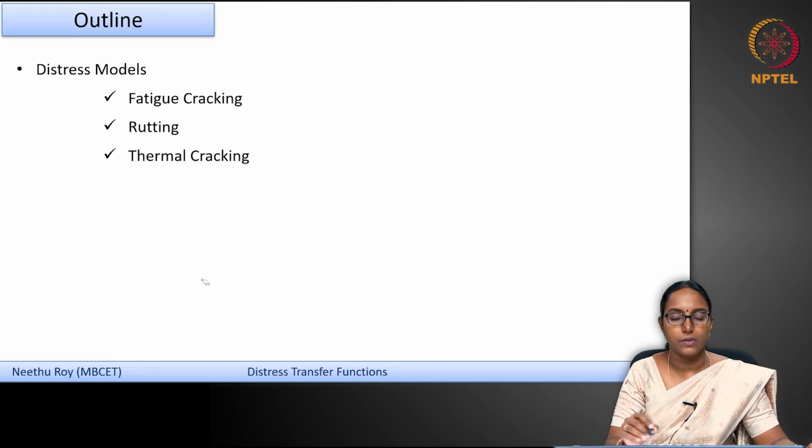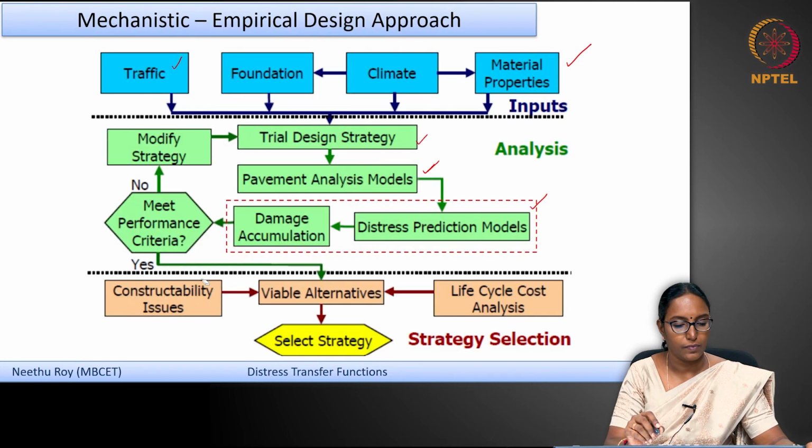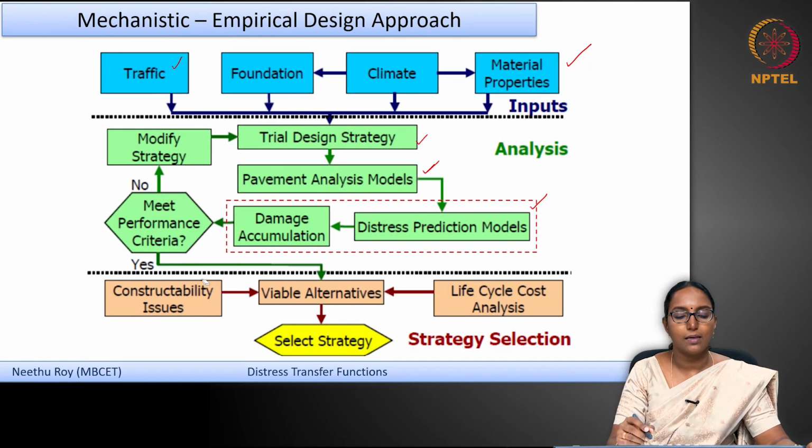The outline of this lecture: we will discuss three distress models, which are fatigue cracking, rutting and thermal cracking. So, let us relook at the mechanistic-empirical design approach, which we have already discussed in this course.